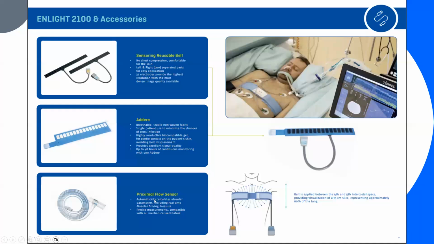patient's skin. And then there's also a proximal flow sensor. This is a flow sensor that's hooked up to the Enlight 2100 console, and then it goes in line with your circuit. And then you can see that the belt is applied between the fourth and fifth intercostal space. Generally we're going just kind of under the armpits here, and you're going to need a few people to help you turn the patient to apply one belt, and then turn the patient the opposite direction to get that next belt applied there.